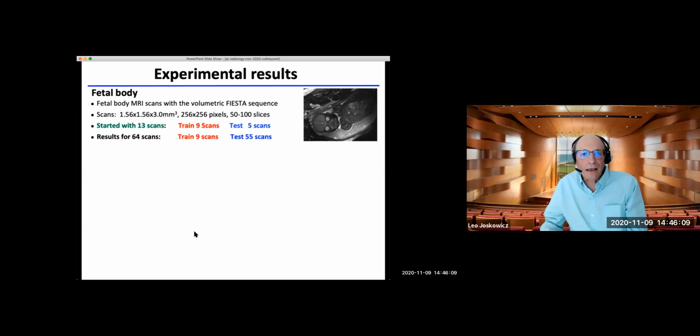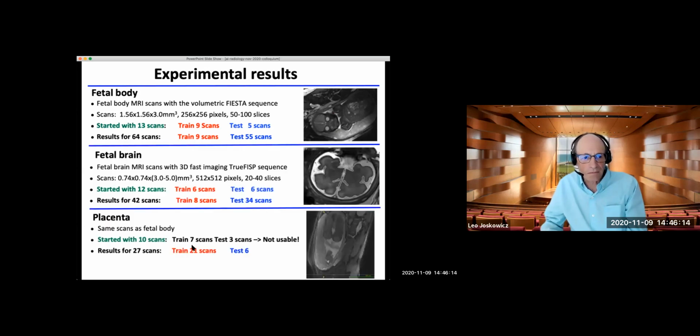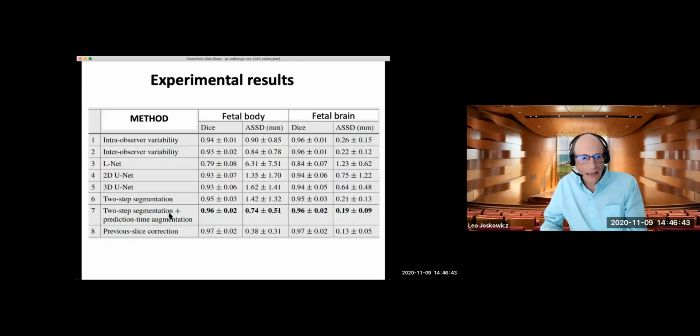Here are the results. Okay, so we did experimental results for the fetal body, the fetal brain, and the placenta. You see here the usual load. We started for the fetal body, for example, with 13 scans done manually. We trained with 9 scans and tested with 5 scans. This is the usual split. But once we get high quality results that are corrected, then we take these and test it with many more scans. Okay, and we do the same thing for the brain and the placenta.